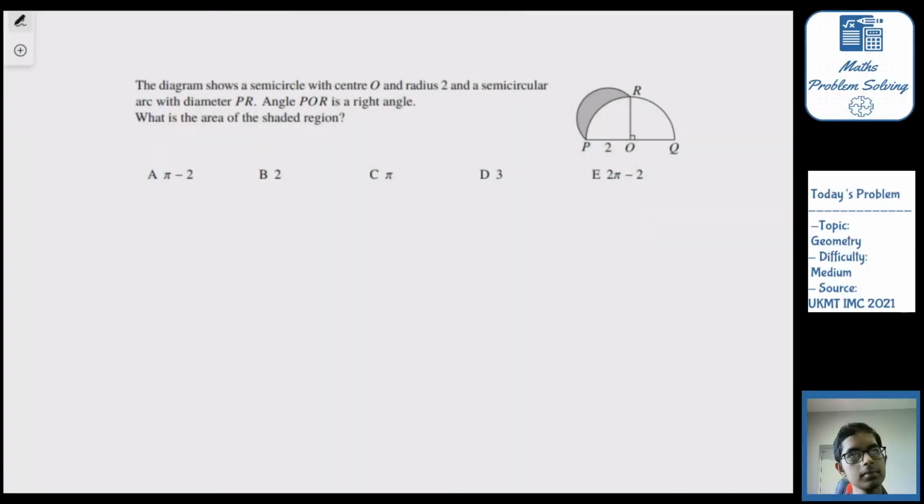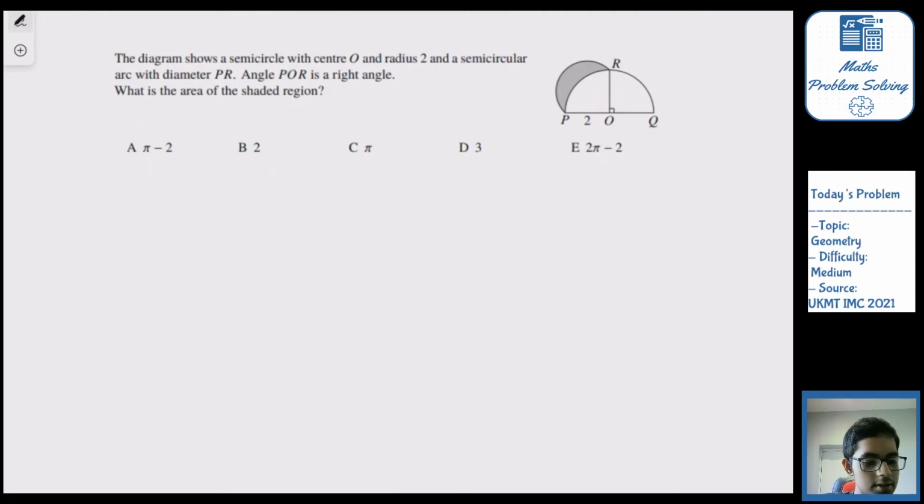Today we're going to be doing another geometry question from a recent IMC. So let's get into it. The diagram shows a semicircle with center O and radius 2 and a semicircular arc with diameter PR. Angle POR is a right angle. The question is asking us for the shaded region, so let's get into it.